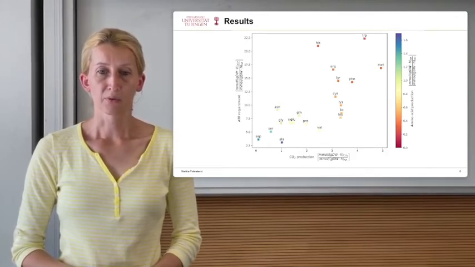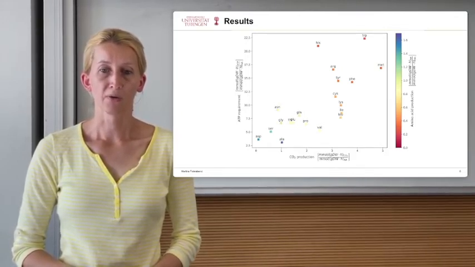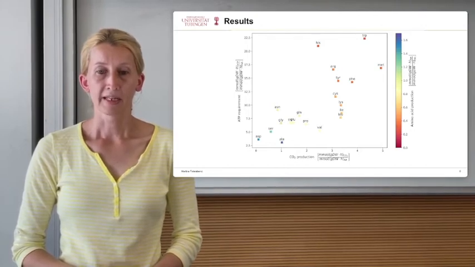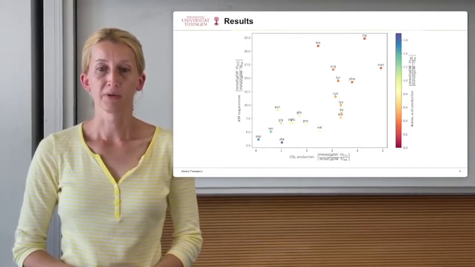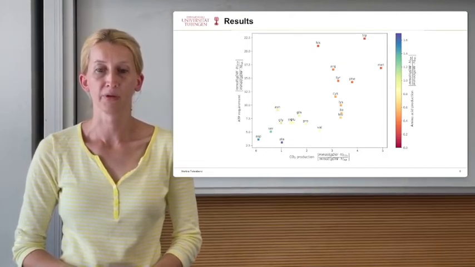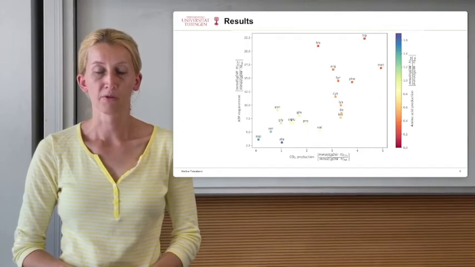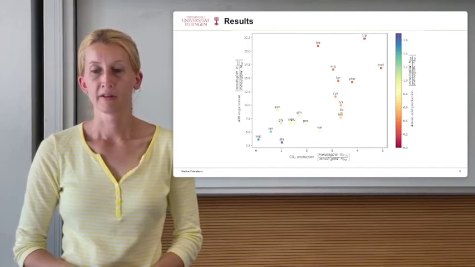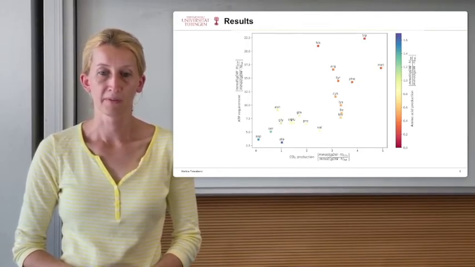The growth rate was also fixed in order to allow the organism's viability. Each square that you can see here represents the result of a single FBA with the objective to maximize the corresponding amino acid production. So our model was able to produce these different canonical amino acids.